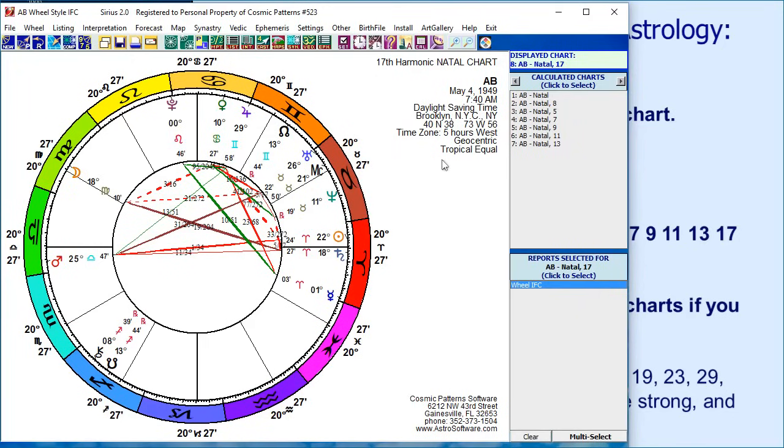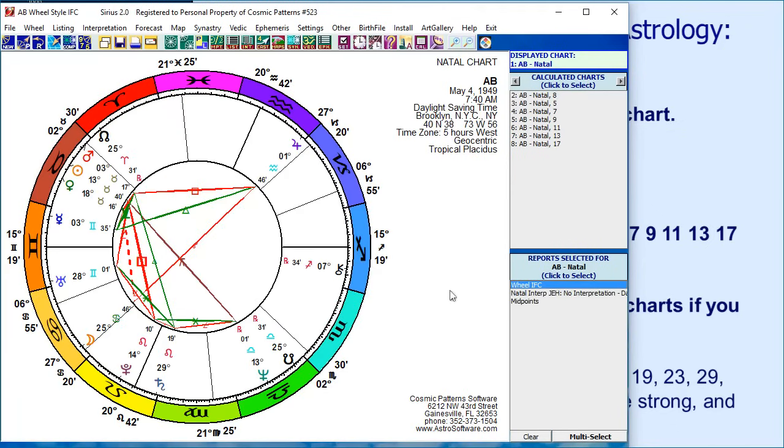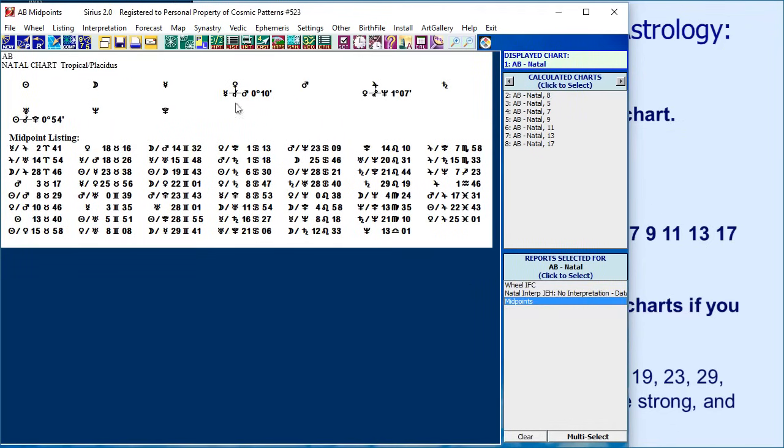If you were doing this as a quick reading, you would just go in, you would see the midpoint structures, and you don't labor over it like I did here in teaching mode. Let me give you a feeling for it. I look at her chart. I look at the midpoints.